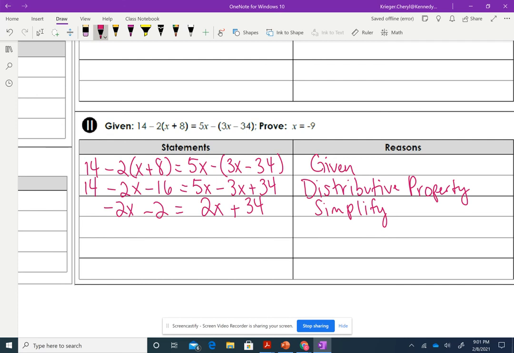Okay. So let's bring our variable to one side. Okay, I'll add 2x to both sides. I'm not going to show that step. I forgot. I'm adding 2x in my head. So negative 2 equals 4x plus 34. And how did I get there? That's the addition property.